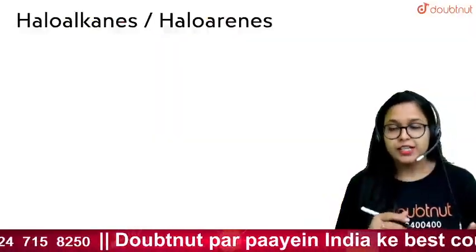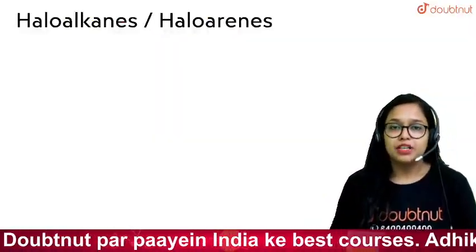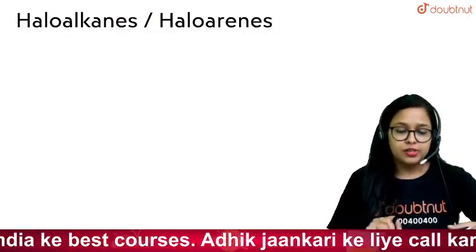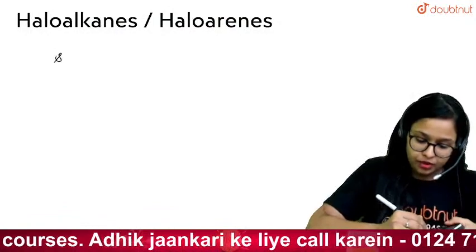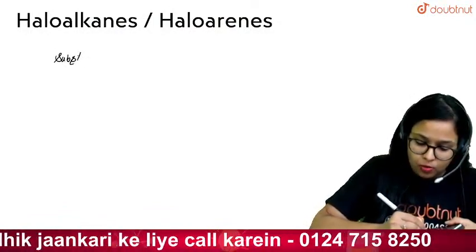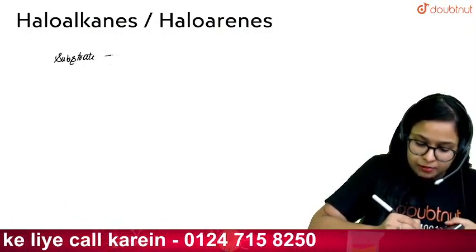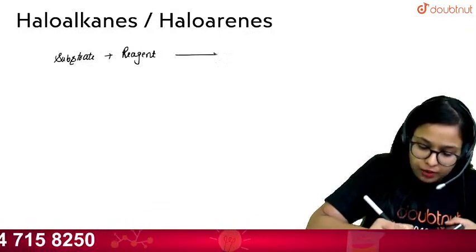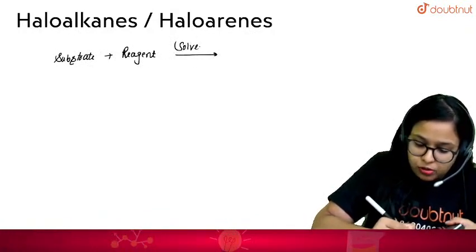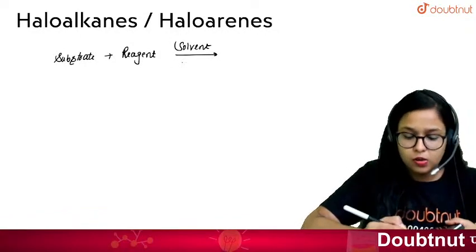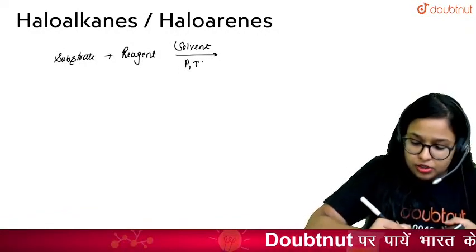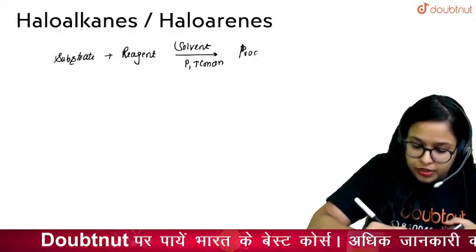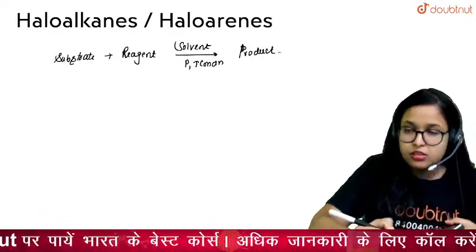So let's come to our topic, which is the chemical reactions of haloalkane. We have already understood that your substrate haloalkane, in organic chemistry, was in general written as substrate plus reagent in solvent conditions. You have to solubilize reagent and substrate in a solvent. If there is any pressure or temperature condition, you write that on the arrow and you get the final product.